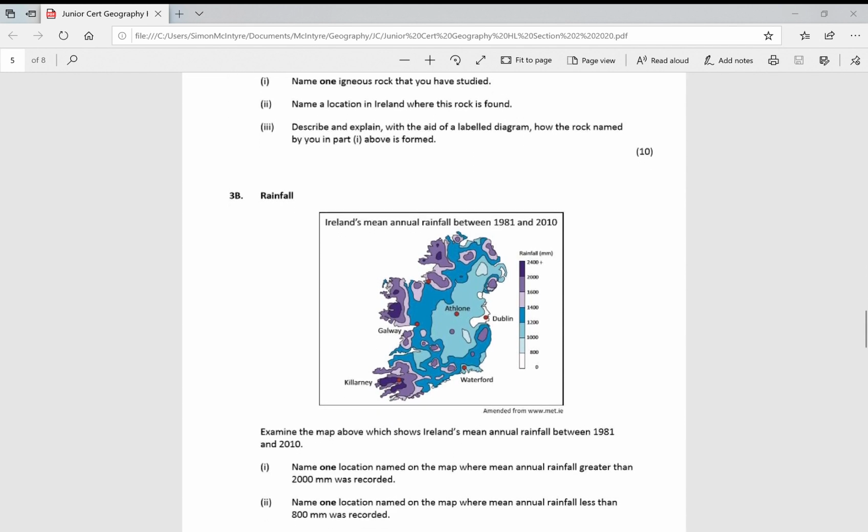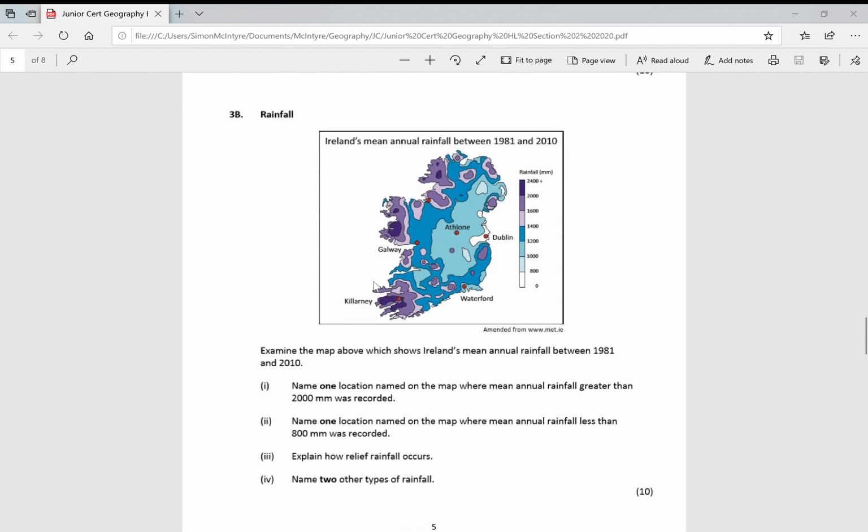3B, rainfall. Ireland's mean annual rainfall between 1981 and 2010. Examine the map above, which shows Ireland's mean annual rainfall between 1981 and 2010. Part 1. Name one location named on the map where mean annual rainfall greater than 2000 millimetres was recorded.